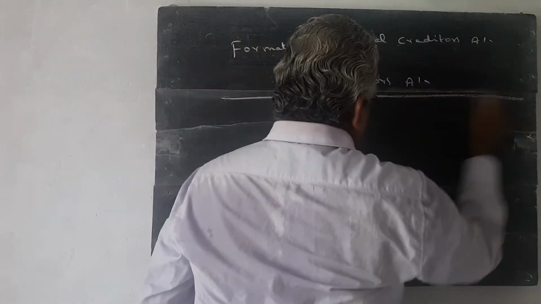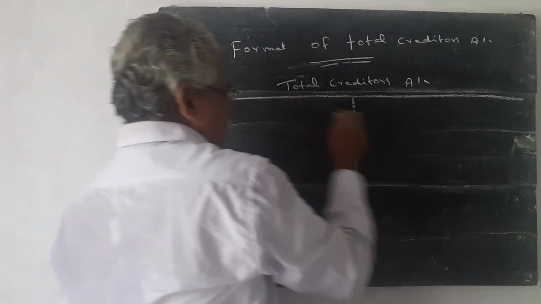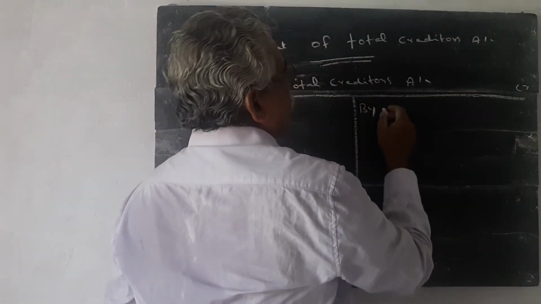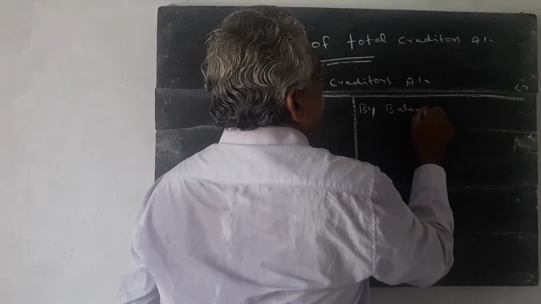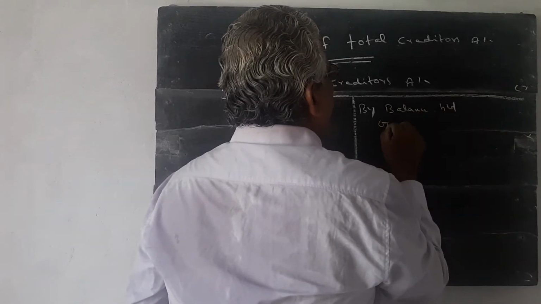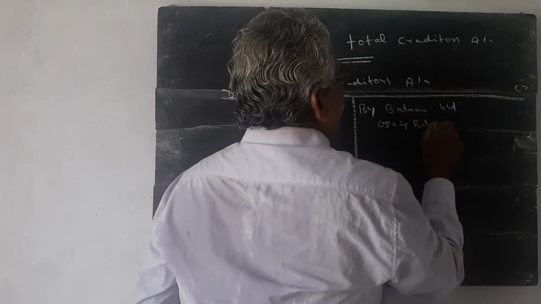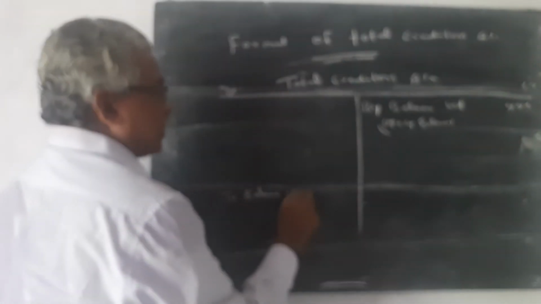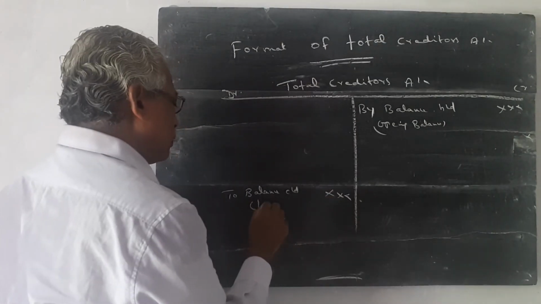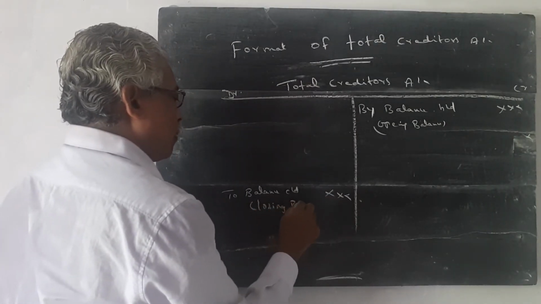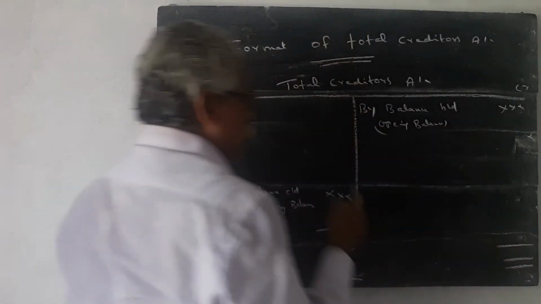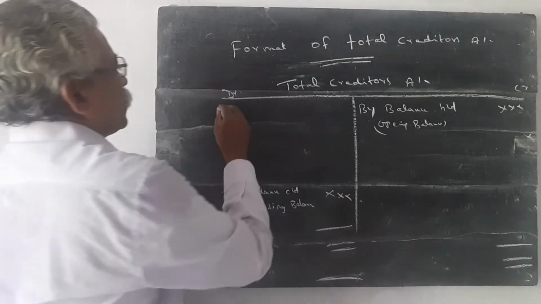This account consists of two sides, debit side and credit side. Creditors started in the credit side. By balance brought down, opening balance is entered here. To balance carried down, closing balance is entered here. In the debit side, all the informations are entered here.